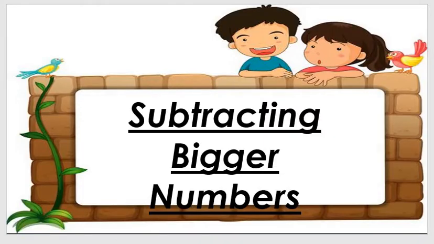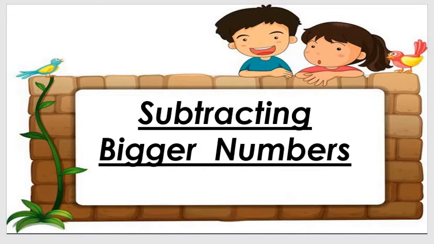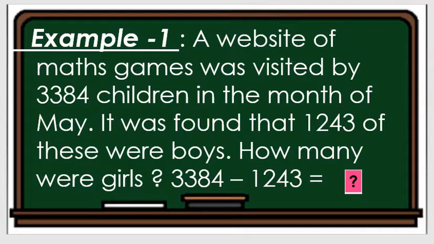Now we move on to the previous session, because first of all we revise the previous sessions: subtracting bigger numbers. Understood? Subtracting bigger numbers means four-digit numbers. Now let's see example number one. We have done this in the last session, but I am repeating it for you all, students.